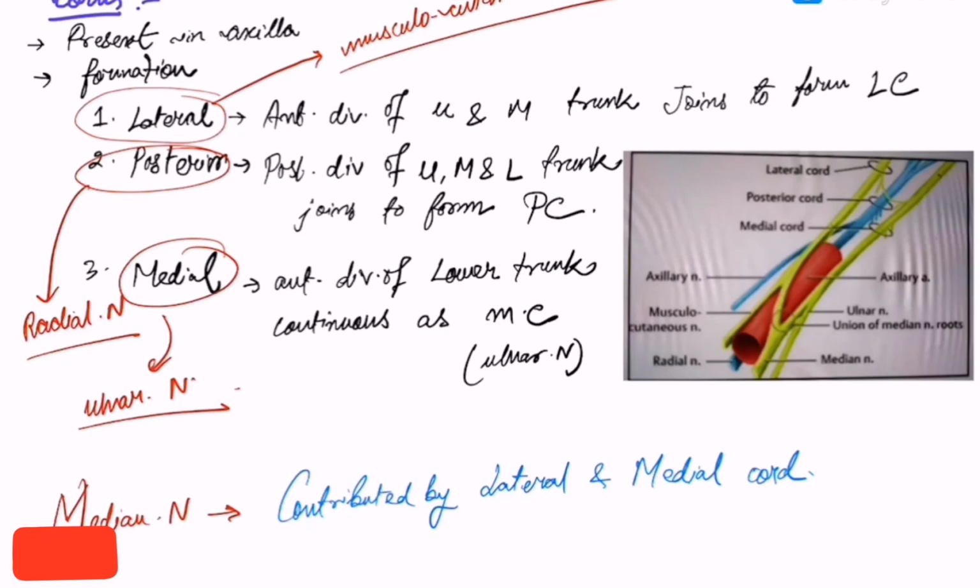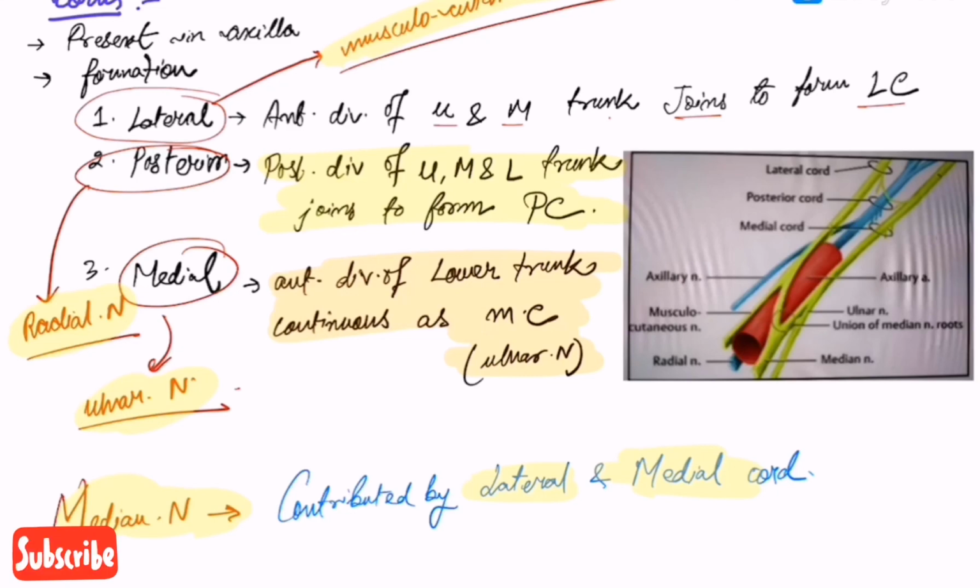Now the cords, they are present in the axilla. How are they formed? The anterior divisions of the upper and middle trunk join to form the lateral cord. The posterior divisions of the upper, middle and lower trunk join to form the posterior cord. The anterior division of the lower trunk continues as the medial cord. The nerves arising from the lateral cord include the musculocutaneous nerve, from the posterior cord the radial nerve, and from the medial cord the ulnar nerve. The median nerve is formed by contributions from the lateral and medial cords.